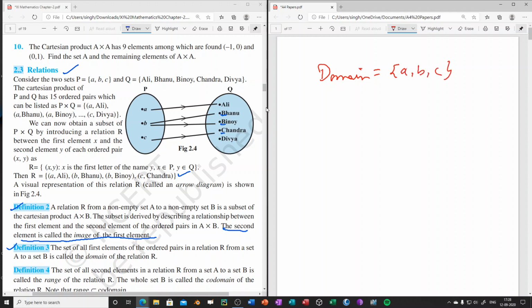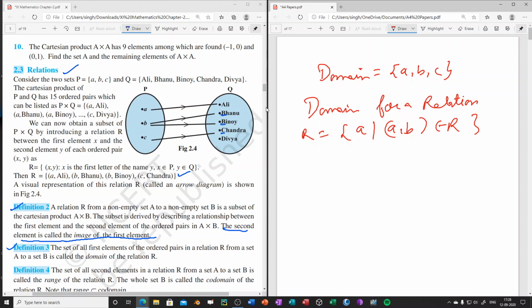In fact, what is domain? Domain for a relation R is equal to the collection of all a such that (a, b) belongs to R. So we have to check the relation R, check the ordered pairs, and then write down all the first elements of each ordered pair. The collection of that is known as the domain of the relation R.